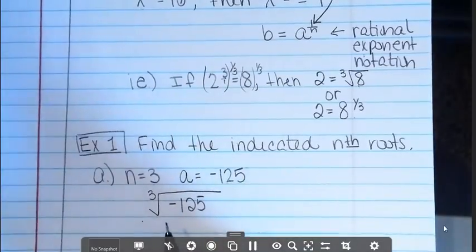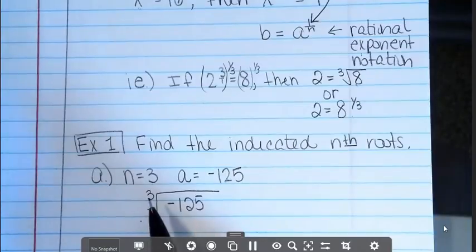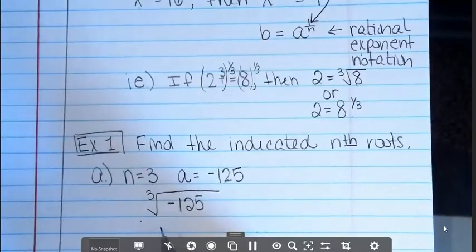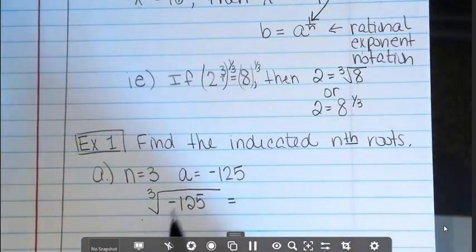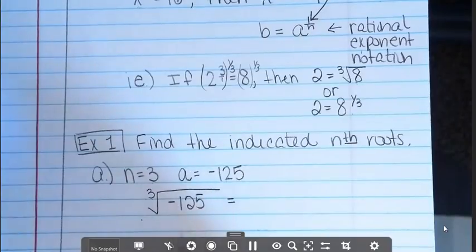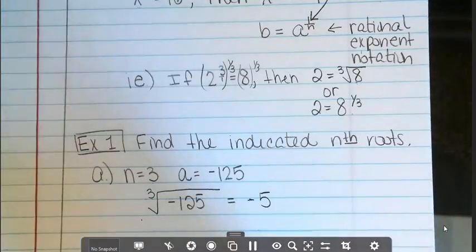Now you might say to yourself, oh my gosh, there's a negative under there. There must be an i. That's only going to be if the root is even, right? Because you can raise any negative to an odd power, and it'll still be negative. So you're just asking yourself, what times itself 3 times will give me negative 125? Well, that's going to be negative 5.